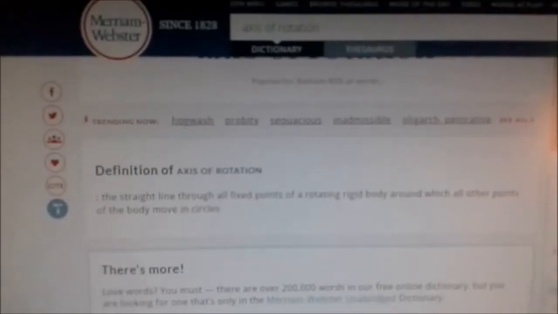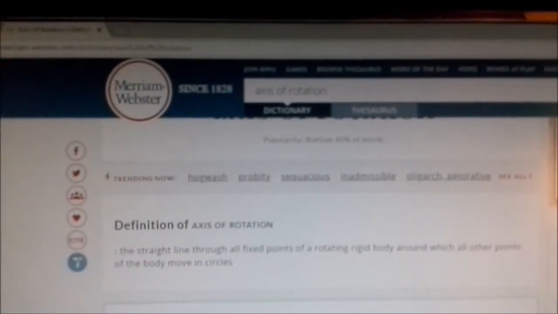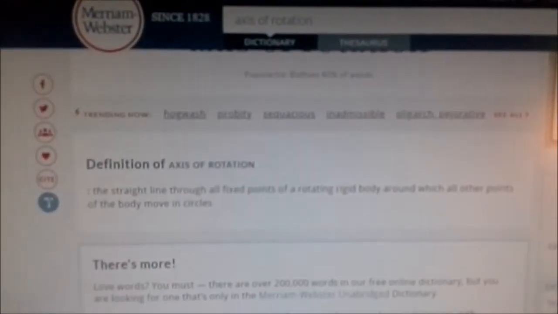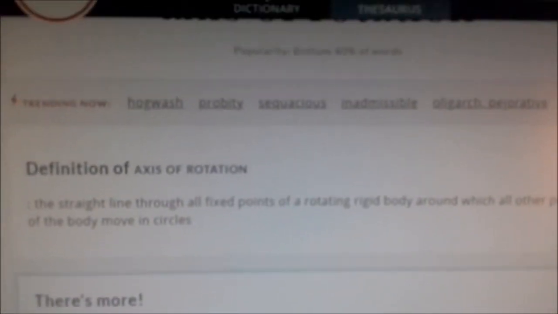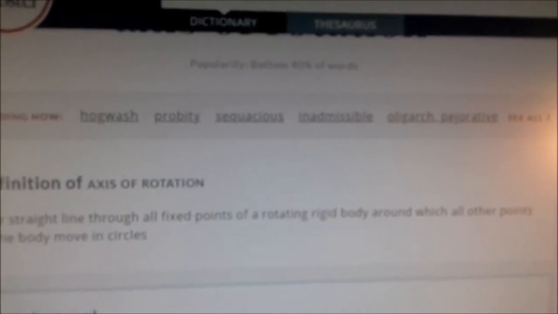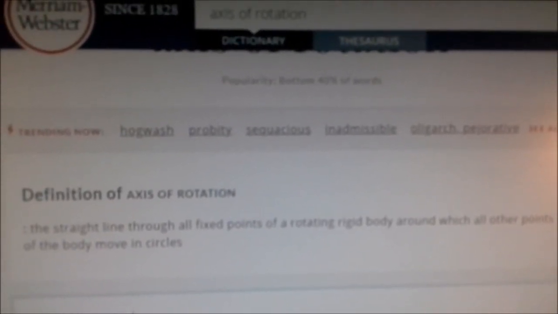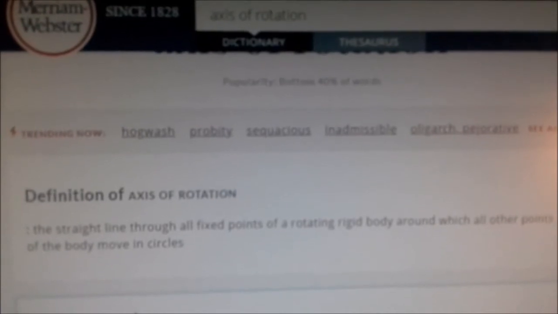What is an axis of rotation? According to the Merriam-Webster Dictionary, an axis of rotation is the straight line through all fixed points of a rotating body around which all other points of the body move in circles. But what do they mean by fixed points? What are these points fixed relative to? Well, you'd think they'd be fixed relative to a stationary observer.